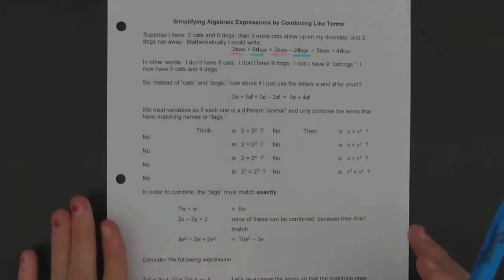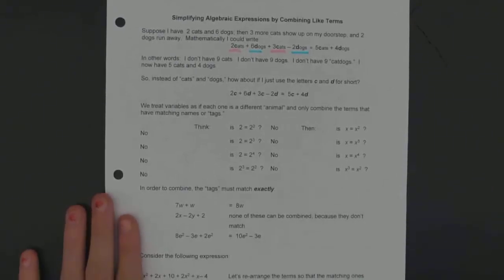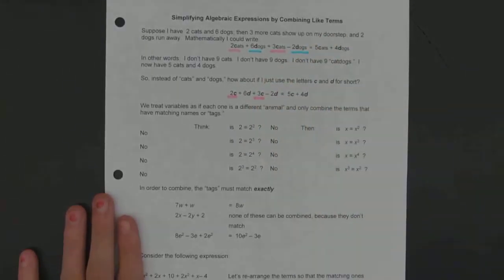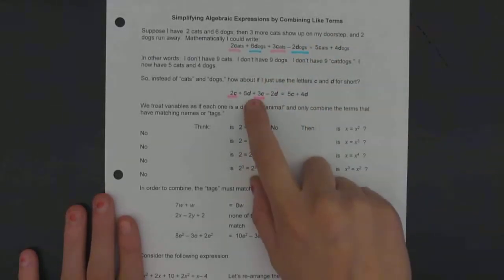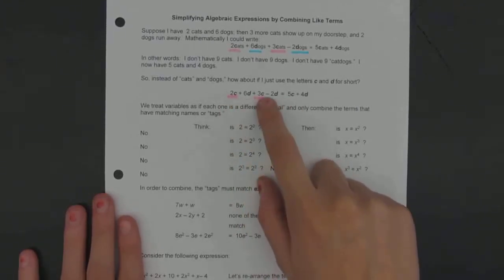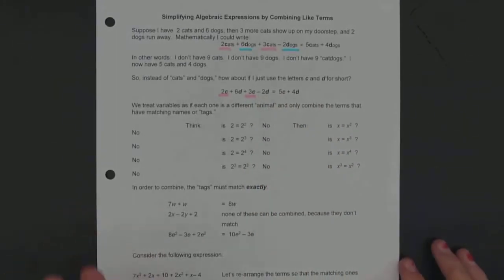So down here it says, instead of cats and dogs, how about I just use letters? And that's what we will be using in math, is they will just see the letters. So I have 2c plus 6d plus 3c minus 2d. I'm going to combine what are the same. So 2c plus 3c, and I take the sign to the left. So 2c plus 3c equals 5c. And 6d minus 2d equals 4d, right? Okay, so that's how we're going to use and kind of what we're going to see.